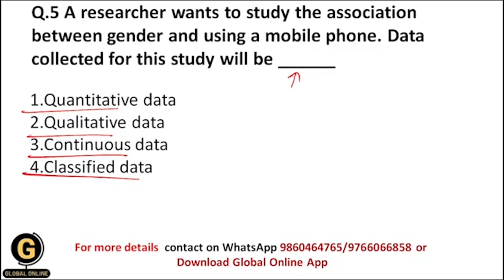But within qualitative data, we don't give values to the data sets, and here the data is in picture or word format. And over here the researcher will collect qualitative data, because the researcher wants to understand exactly the association between gender and using a mobile phone, right? And that's why here he will collect qualitative data, which includes lots of experiences and behaviors of each gender towards the mobile phone.